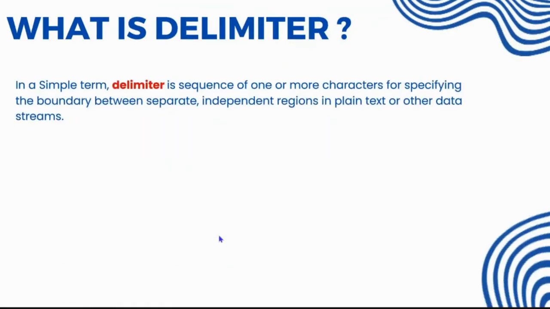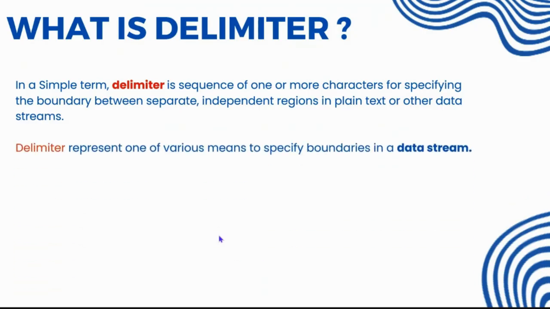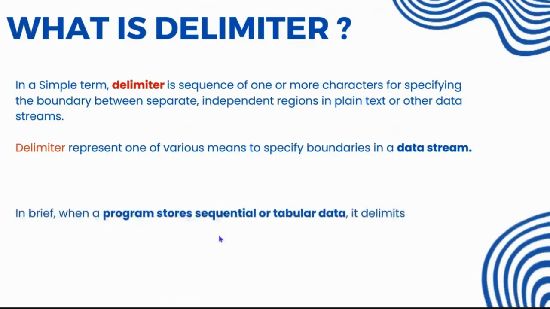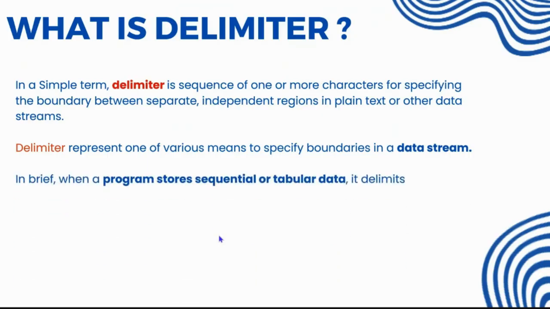What is a delimiter? In simple terms, a delimiter is a sequence of one or more characters for specifying the boundary between separate, independent regions in plain text or other data streams. A delimiter represents one of the various means to specify a boundary in a data stream. In brief, when a program stores sequence or tabular data, it delimits.